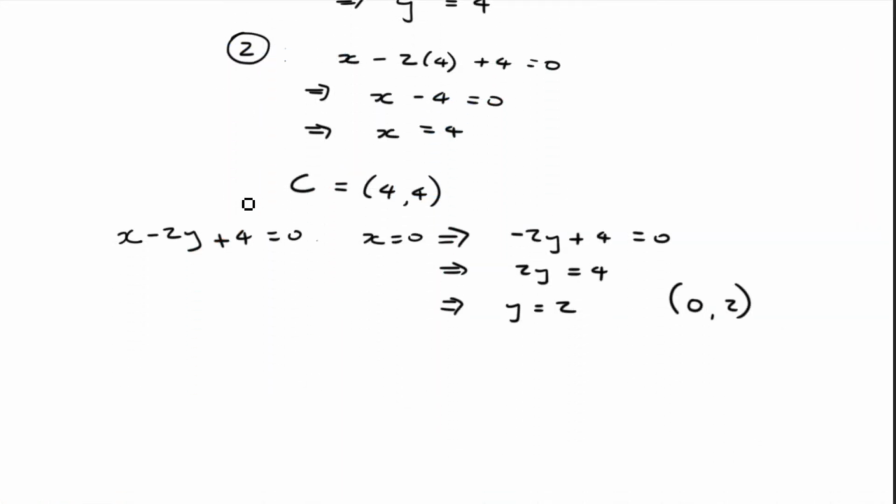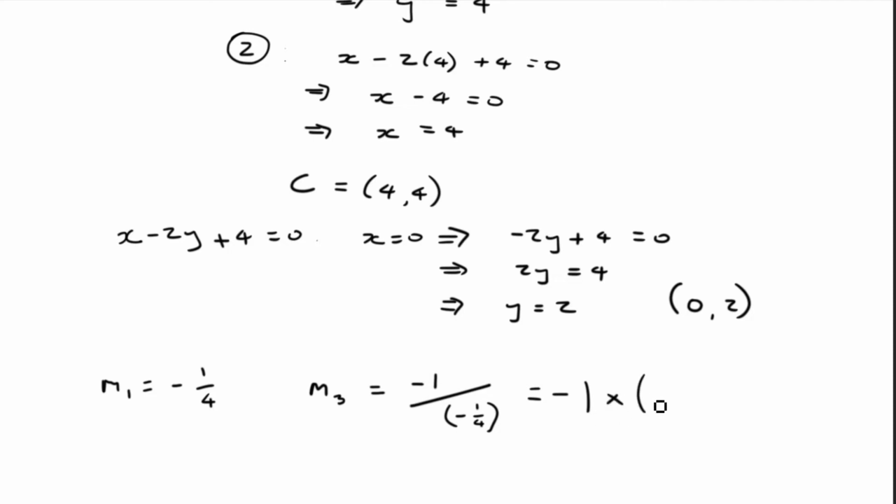We saw earlier on that the gradient of L1 was negative a quarter, and we want to find the gradient of the line perpendicular to it, the gradient of L3, so let's call that gradient M3. How do you find a perpendicular gradient? You need to do negative 1 divided by the original gradient. So in this case we need negative 1 divided by negative a quarter. Always horrible to divide by fractions, much nicer to multiply by the same fraction turned over. So in this case we can see the gradient of L3 is going to be 4.